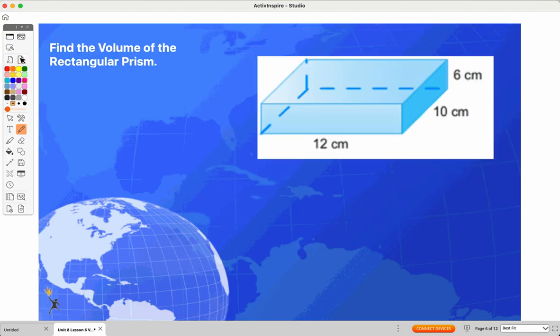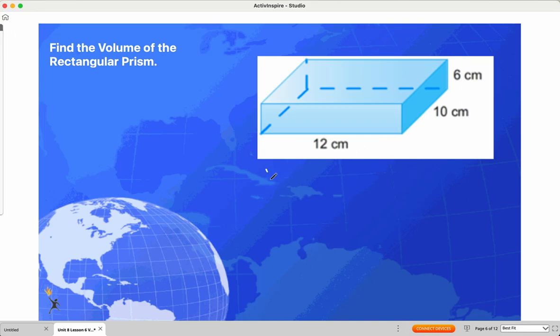So if we find the volume of this rectangular prism, we'll switch to a nice bright color so it's easily seen. We'll use white. We can do both formulas, length times width times height. It's 12 times 10 times 6. And again, the upside is you can do this in any order you want. You can do 12 times 6 is 72 times 10, or 10 times 6 is 60, 60 times 12 is 720. Any way you want. It really doesn't matter. 12 times 10 times 6, it works any way you want, but either way, you're going to get 720 centimeters squared.